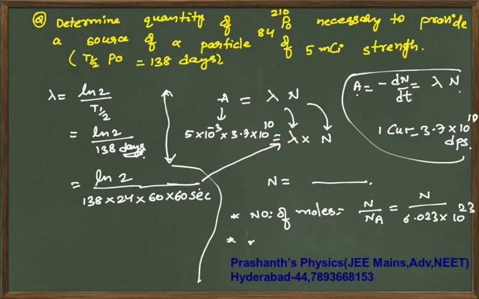So mass in grams is however many moles you have, times the gram molecular weight. How much is it? It is 210. So your number of moles into gram molecular weight, whatever you get, you substitute it here. So you will be getting close to 1.1 milligrams. Okay, right? So relax, take time to understand. If you have any doubts, just let me know.